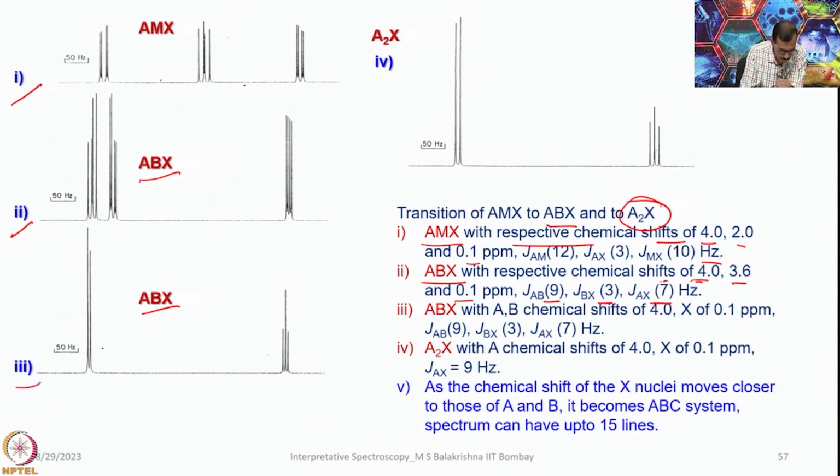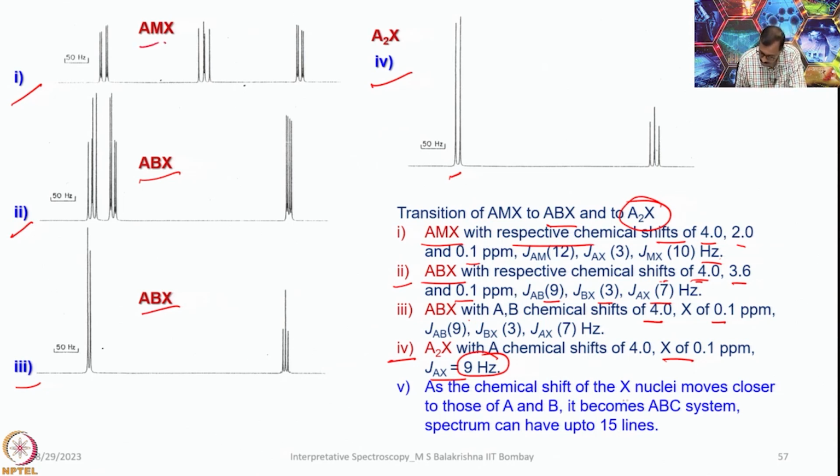Spectrum 3 represents an ABX system with AB chemical shifts of 4 and X of 0.1, here only 1 and 0.1 ppm, and the coupling constants are the same as we saw in case 2: 9, 3 and 7 hertz. Now in the A2X system, what happens? With A chemical shift of 4 and X of 0.1, only JX is shown, about 9 hertz. So you can see some variations, and as I said, these values depend on the chemical shift difference between A and M.